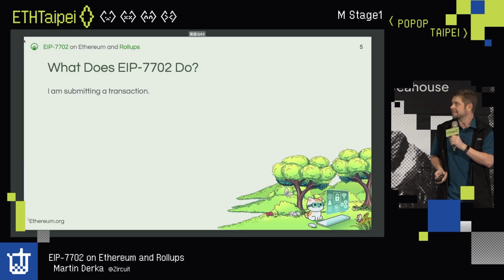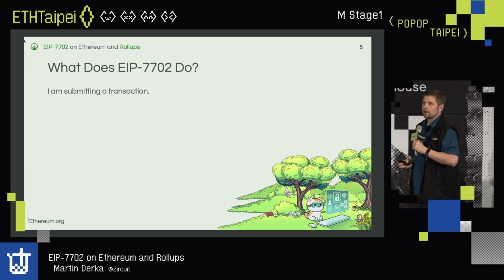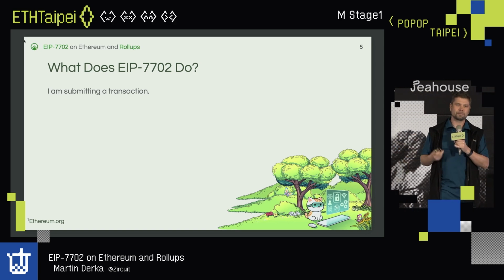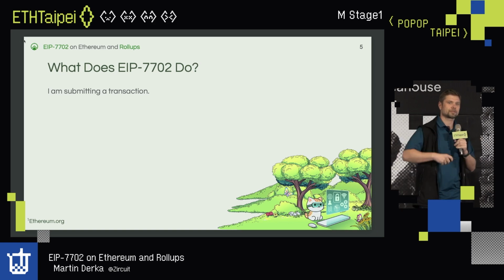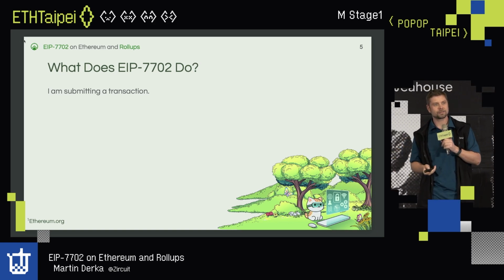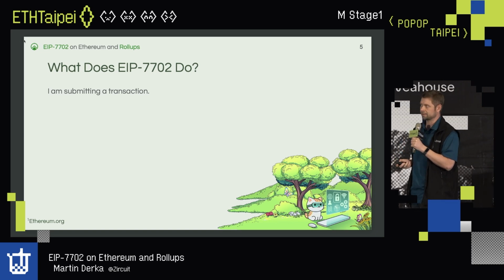So what is EIP 7702? When I try to understand new concepts, I always look at them and try to come up with some sort of a Martin digestible translation. So here is Martin's digestible translation for what 7702 actually is and how you should think about it, okay?